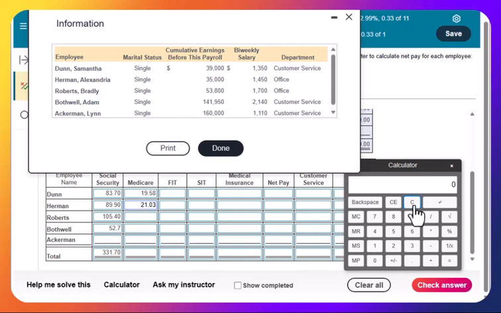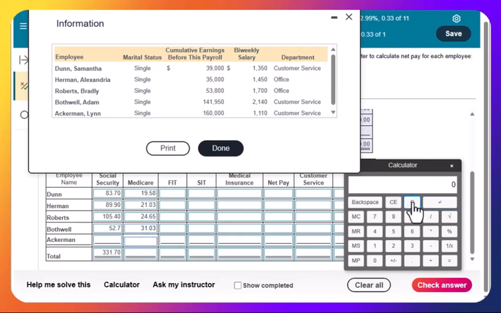And for Roberts, it's 1700. We're going to multiply that by the 1.45% for an even 24.65. So we can hit that enter key, make that easy for us. And then Bothwell here. So we're going to take 2140 times 1.45%, 31.03, make it easy, hit the enter key. So it populates. And then Ackerman will have the Medicare deduction here.